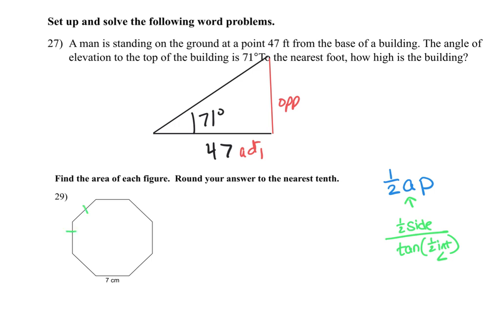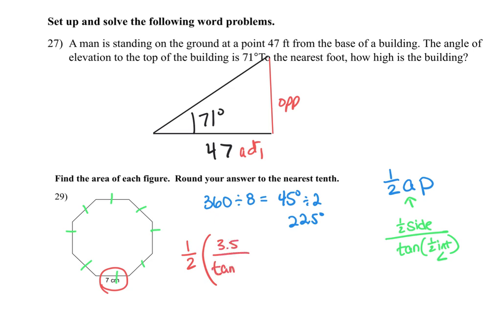So for this one, we have 1, 2, 3, 4, 5, 6, 7, 8 sides, all right? So we are going to take 360 and divide it by 8. What do we get? So we get 45 degrees. And then we divide that in half. So 22.5 is the angle we're going to use, all right? 22.5. 1/2 apothem times perimeter. My apothem is going to be half of my side length. My side length is 7. So 3.5 divided by the tangent of 22.5. That is my apothem.